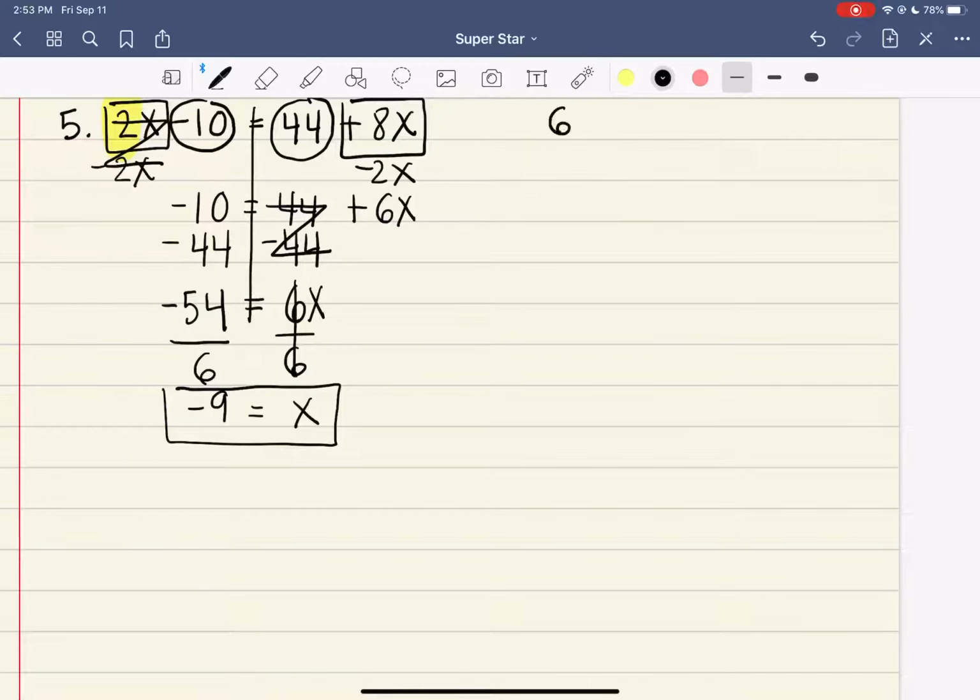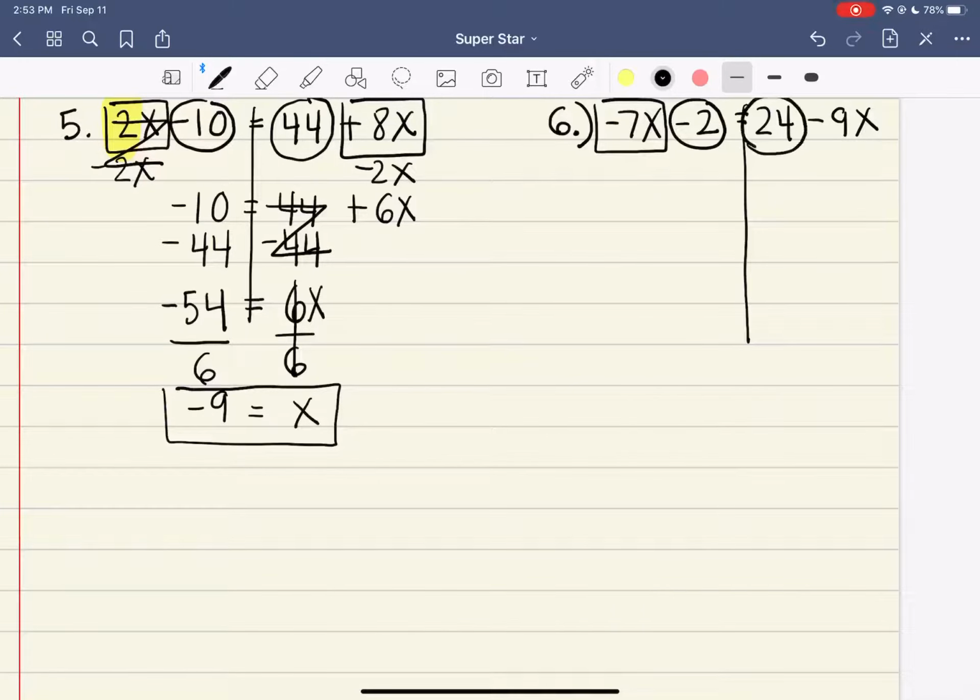Okay, moving to number 6. We have negative 7x minus 2 equals 24 minus 9x. So I'm going to go ahead and box my variables, circle my constants, draw my line to separate the equal sign, circle my constant and box my variable.